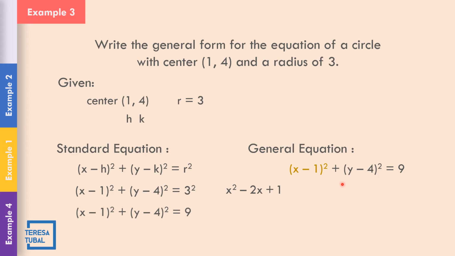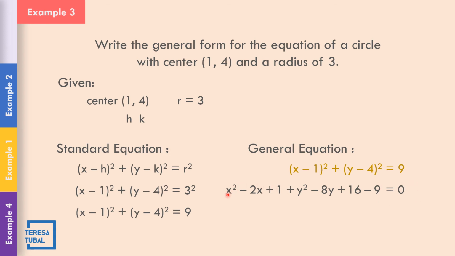And then let us square this binomial. So y times y is y squared. 2 times y is 2y times negative 4 is negative 8y. Negative 4 times negative 4, the answer is equal to positive 16. And then positive 9 going to the left, change the sign. So that becomes negative 9 is equal to 0.